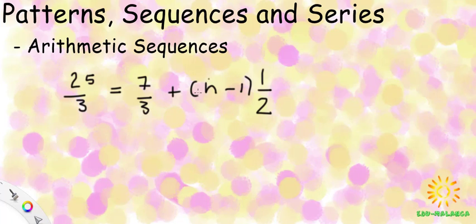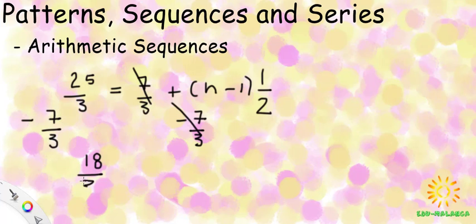Because we're solving for n, we're going to start by removing the 7 over 3. We're going to subtract it from this side of the equation. Because we're working with equations, we must subtract it from the other side of the equation as well. On this side, it's going to cancel out. On this side, we have a common denominator. So we very simply get into subtracting the numerators. 25 minus 7 is equal to 18 over 3 should equal to n minus 1 times 1 over 2.